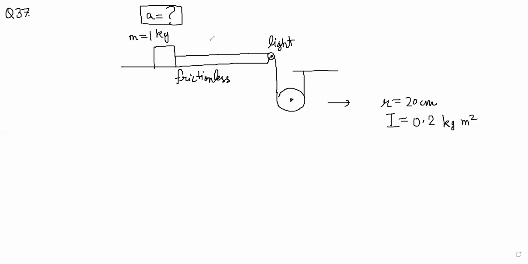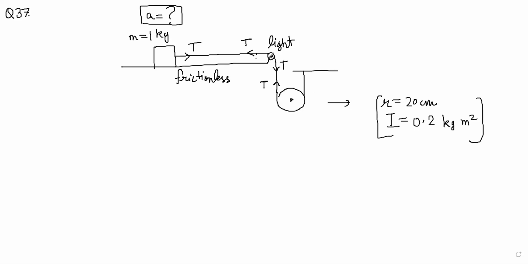Now you should know that if the pulley is light, then tension across it is same, right? Pulley is light, that means it is not undergoing rotation and all, okay? Because mass is 0, so moment of inertia is 0, right? But this pulley is not light, its moment of inertia and all is given, right? So I will say that there is tension here, same tension here, same tension here, right?